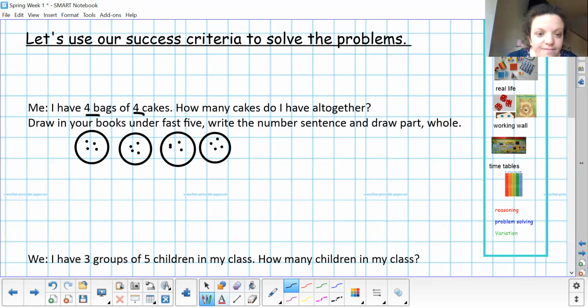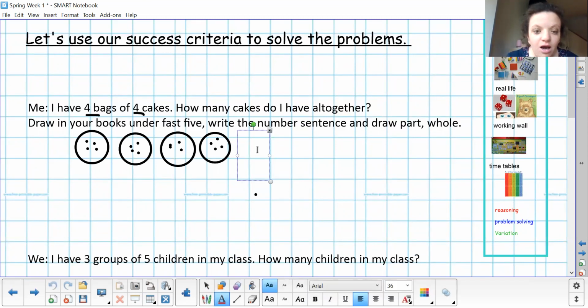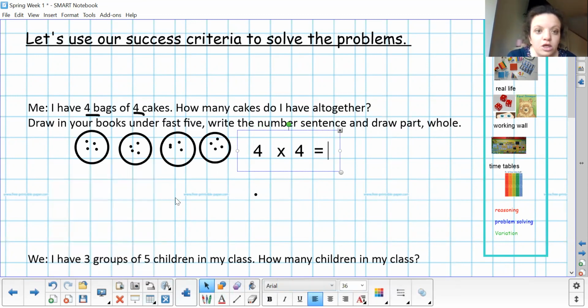Fantastic. And then I'm going to write my number sentence, which is going to be 4 times 4, because I'm looking at 4 groups of 4, 4 bags of, 4 lots of, however you want to think of it. I'm not adding 4 cakes and another 4 cakes. Now, my part whole, I'm going to get my total first of all.